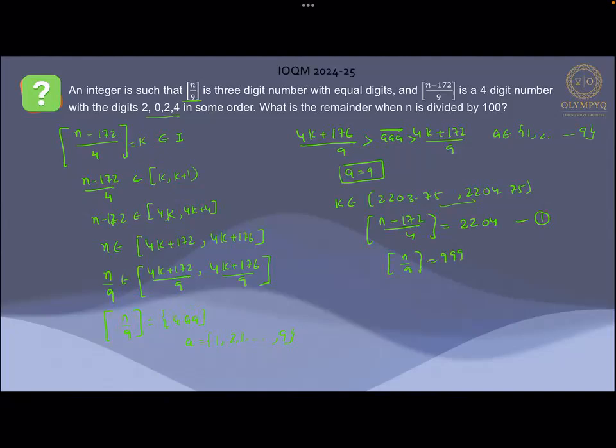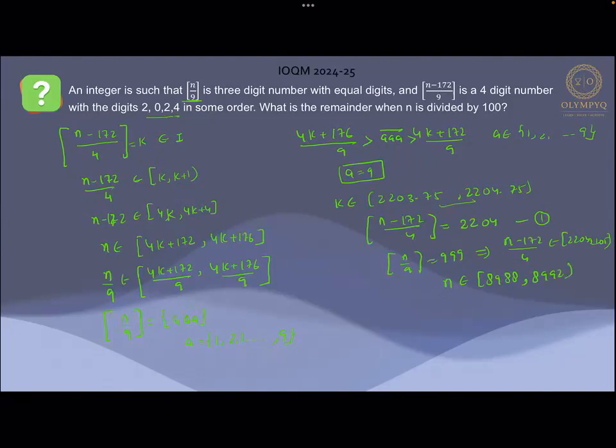So from this first equation, I can see that (n minus 172) divided by 4 is going to lie in the interval 2204 to 2205. Once we have the interval here, I can find the value of n. That n value is going to lie in the interval 8988 to 8992. So this is the interval.